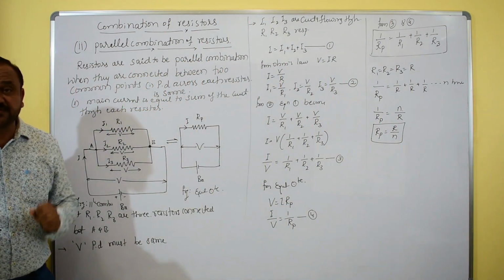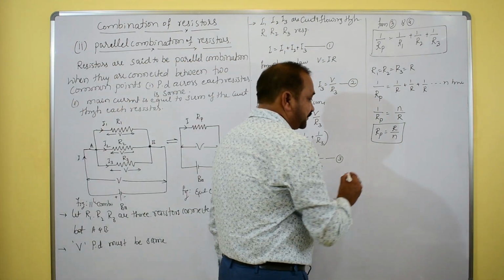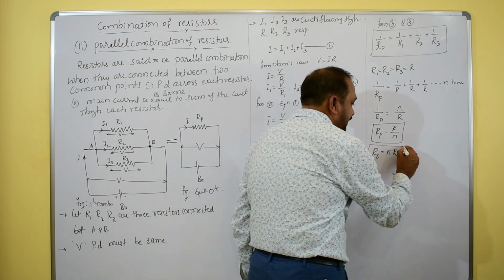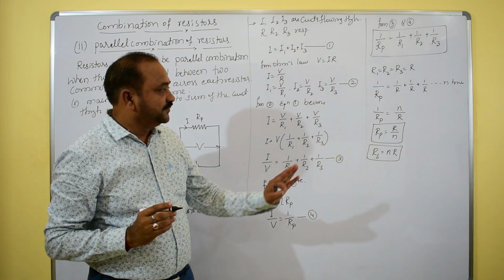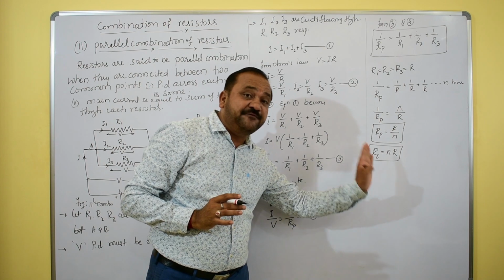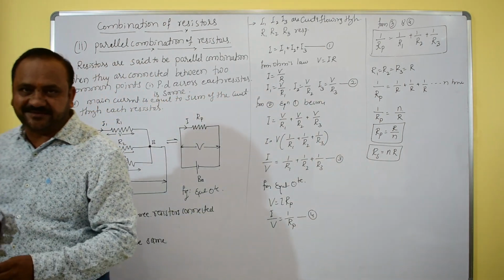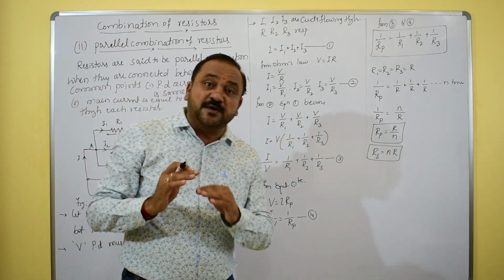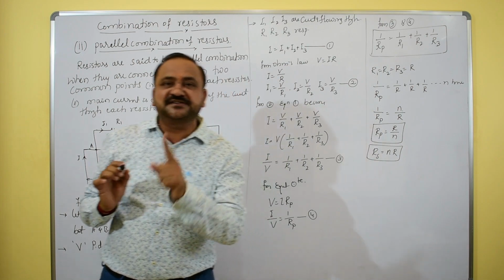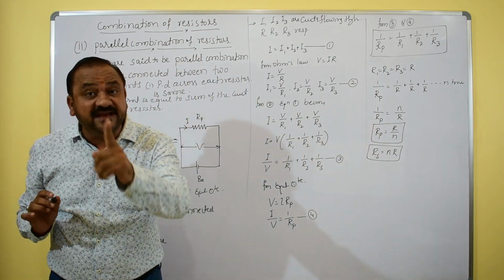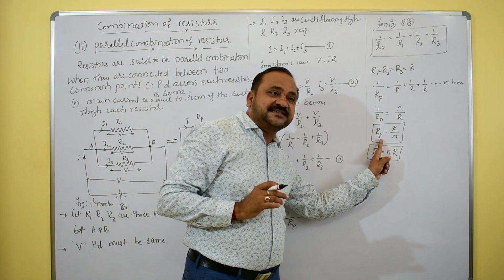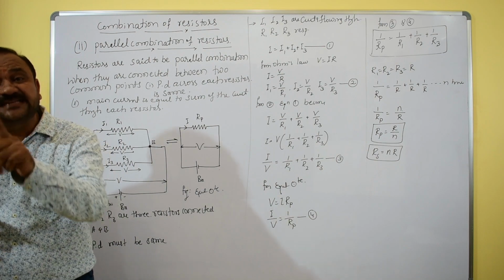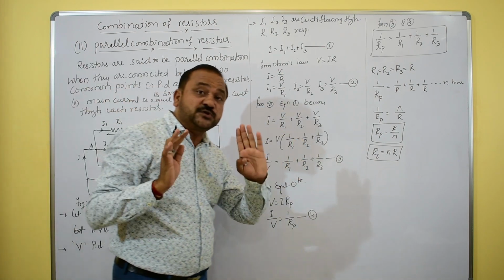Comparing both, see Rs equals n times R. Just compare both. Particularly Rs, the effective resistance in series combination, should be the higher value. It is the sum of all the individual resistances, so the effective resistance should always be greater than the highest resistance. But the effective resistance for the parallel combination should be less than the least resistance. So that is also very important.